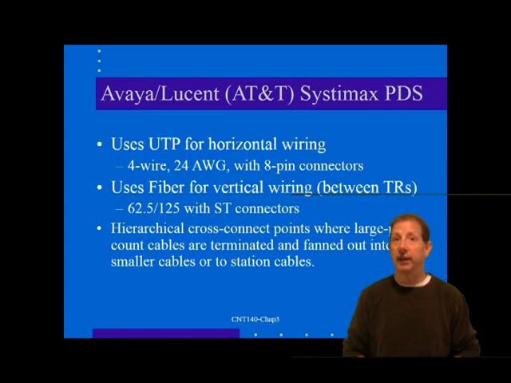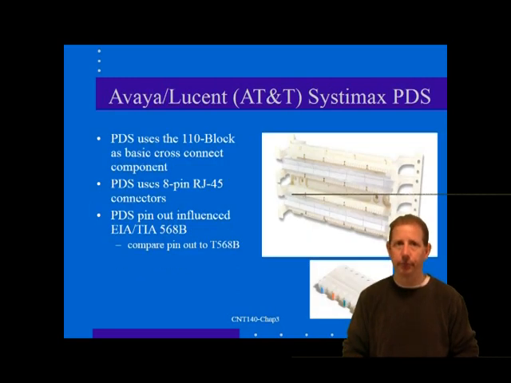The basic layout of a telephone-style wiring plan assumes that there will be hierarchical cross-connect points where large pair count cables are terminated and then fanned out into smaller cables or to station cables. The length of the individual runs and the number of cross-connect points are not critical because traditional telephone equipment can run much longer distance than LAN cable.